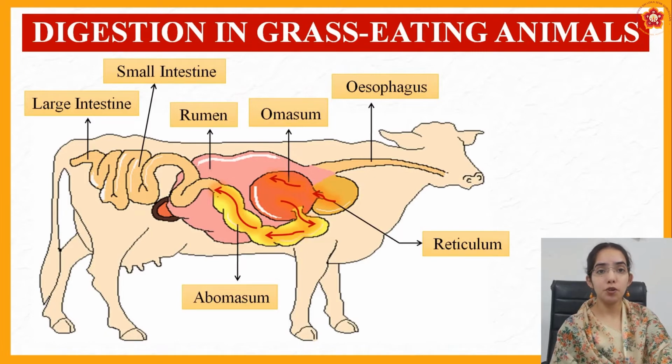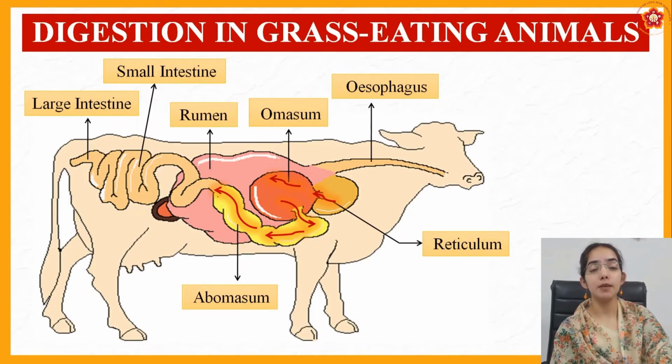It ate the grass, and it got stored in the rumen. Then again it went back to the mouth.